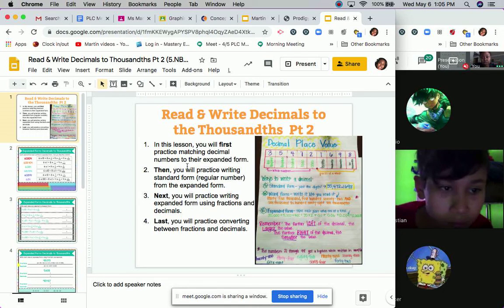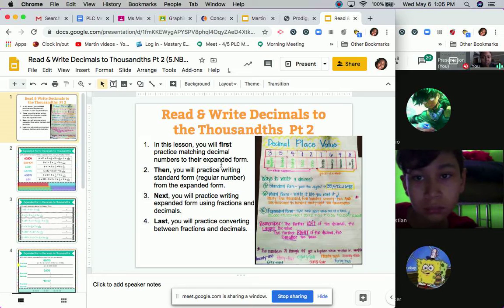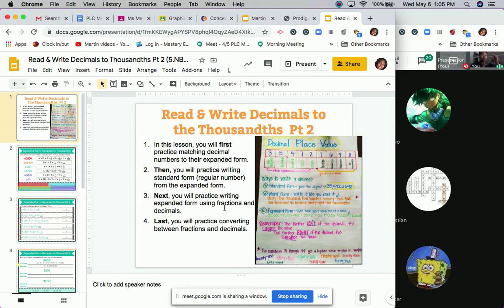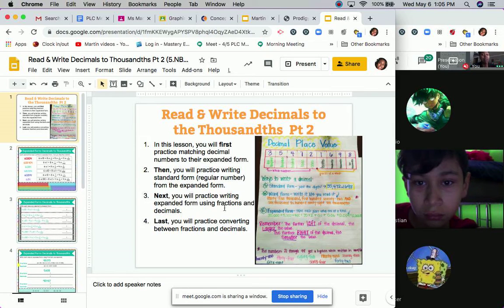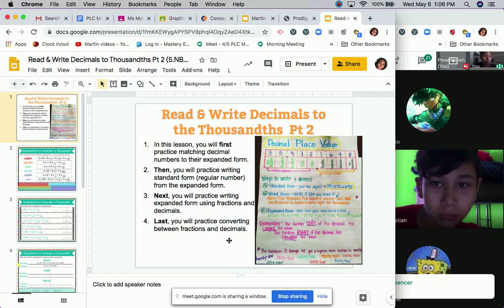We're going to practice matching decimal numbers to expanded forms, writing standard numbers from their expanded forms, writing expanded forms using both fractions and decimals, and then last, converting between fractions and decimals. That's what we're focusing on today.